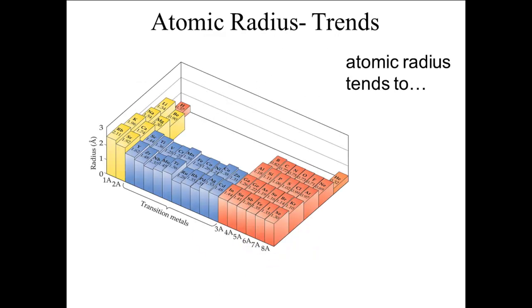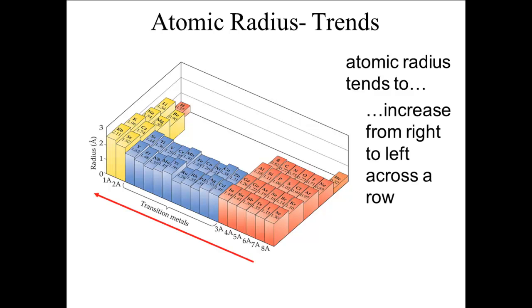Shown is a diagram which shows the atomic radii as the heights of the element boxes in the periodic table. You will note that, although the change is far from perfectly in line, the heights of the boxes, and therefore the atomic radii of the atoms, tend to increase as we move from right to left across a row in the periodic table. There is a reason for this change.